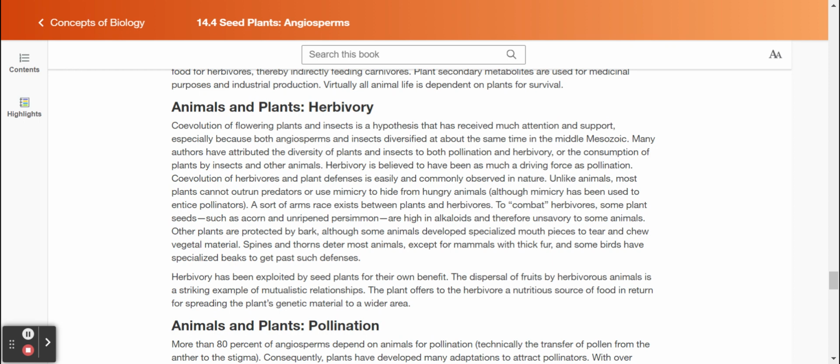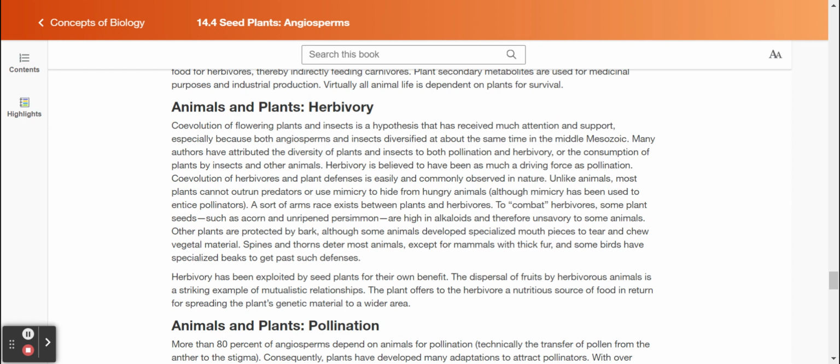To combat herbivores, some plant seeds, such as acorn and unripened persimmon, are high in alkaloids and therefore unsavory to some animals. Other plants are protected by bark, although some animals developed specialized mouthpieces to tear and chew vegetal material. Spines and thorns deter most animals, except for mammals with thick fur, and some birds have specialized beaks to get past such defenses.